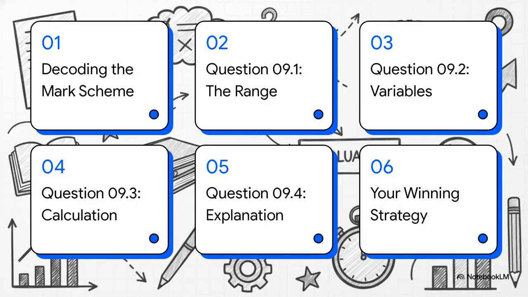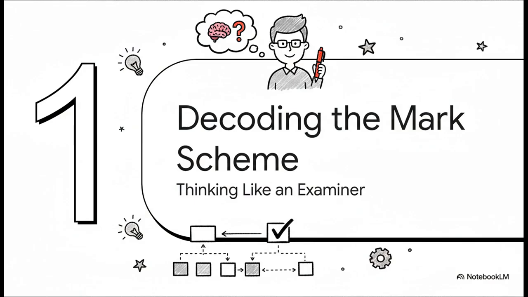All right, here's our game plan. First, we're going to decode the mark scheme itself. What is it really telling us? Then, we'll dive into each part of question 9, finding a range, spotting the variables, nailing a big calculation, and then building a perfect explanation. And stick around because at the end, we'll pull it all together into a winning strategy you can use on any exam question.